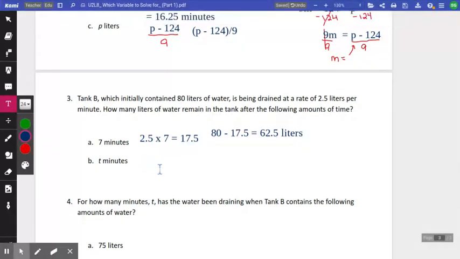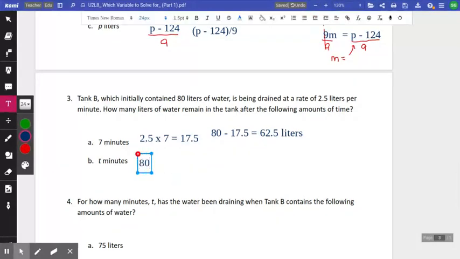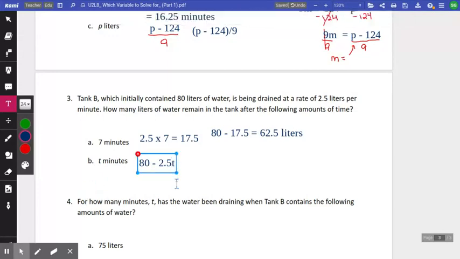What about T minutes? What if I didn't tell you how much time would go by? Can you write the expression that represents how much water is in the tank? Well, what did we do? We're starting with 80 liters of water. It's being drained, so I'm taking out some water, and I'm taking out 2.5 liters of water per minute. Well, it would be 2.5 times the number of minutes, just like we did up here, except now the minutes is just T. So it says 80 minus 2.5T. That would be the expression that represents how much water is in the tank after T minutes.